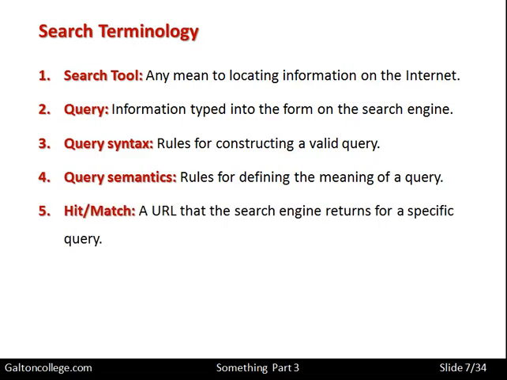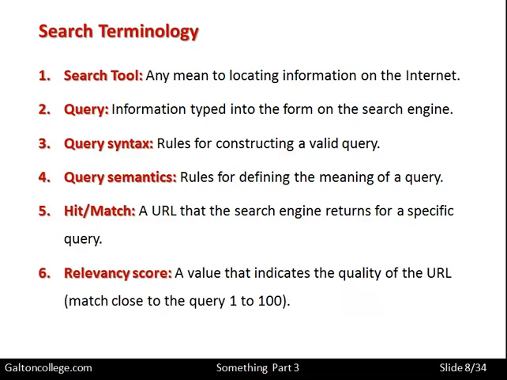Now, the hit and the match. Well, a URL that the search engine returns for a specific query is called a hit, or it can be called a match, but sometimes we talk about the number of hits that the search engine brings back. And we also have a relevancy score, the value that indicates the quality of the URL, the universal resource locator. It's the address. It's the quality of the address. And these could be ranked from 1 to 100.